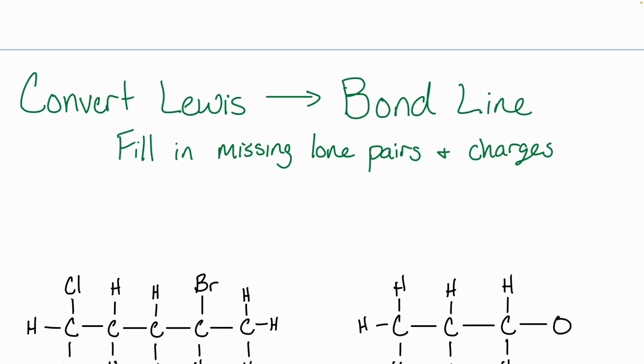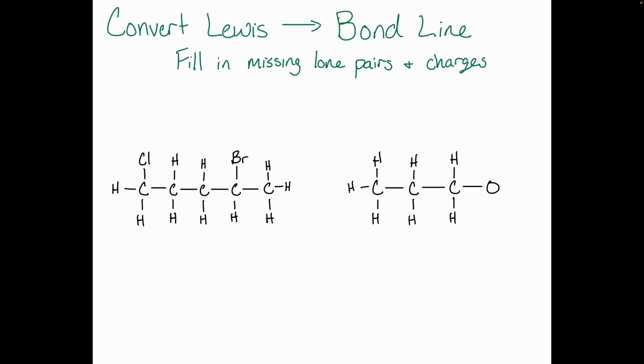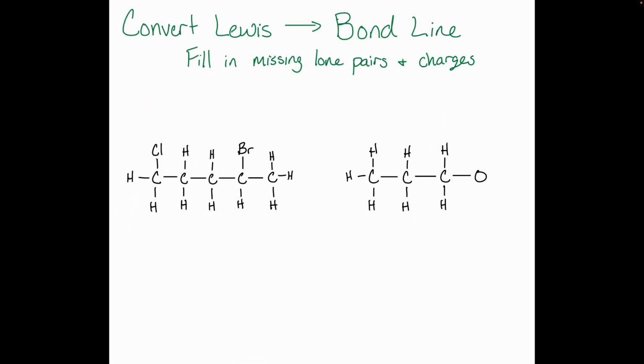Let's pick up where we left off last time. We introduced these bond line structures. That's how we're going to be drawing our molecules in this class. So I want you to take a minute and convert the following Lewis structures into bond line structures. You're also going to fill in any missing lone pairs or formal charges that should be on these structures.